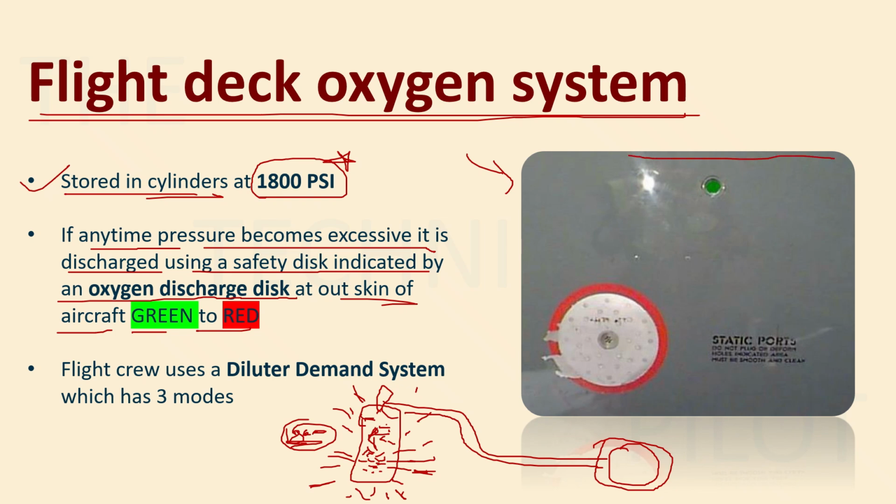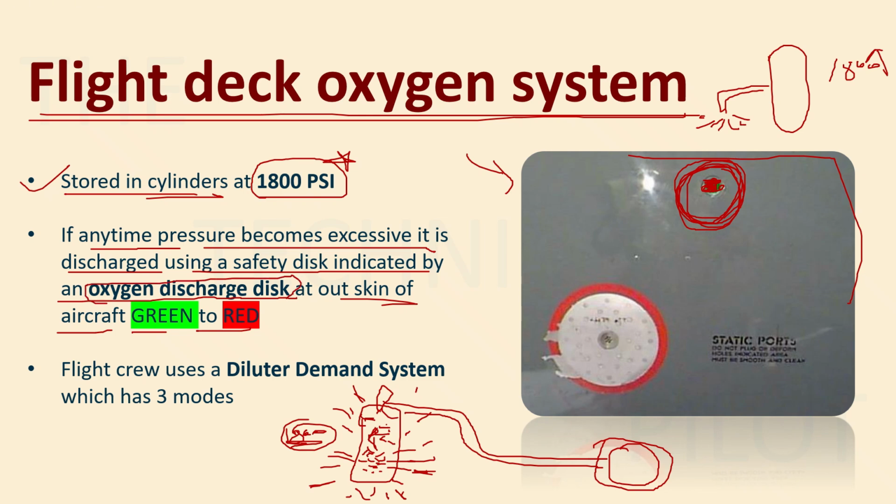So on the outer skin of the aircraft, you can see a green colored disc like this, right? If you're seeing a green disc, it means the system has not been discharged yet, right? So the pressure in the cylinder is at 1800 psi. It is maintained. Just in case, if you see a red colored disc here, then it means that the pressure was exceeded than your certified value and the cylinder has been discharged. So the gases have been leaked now, right? So this is your oxygen discharge disc. Again, this is very, very important for your exam.